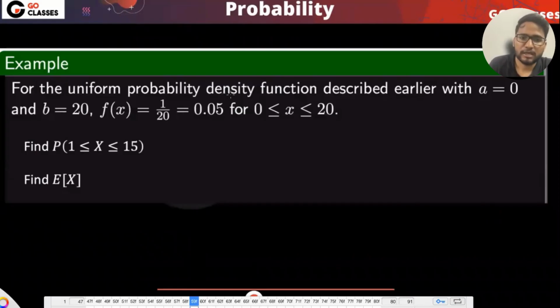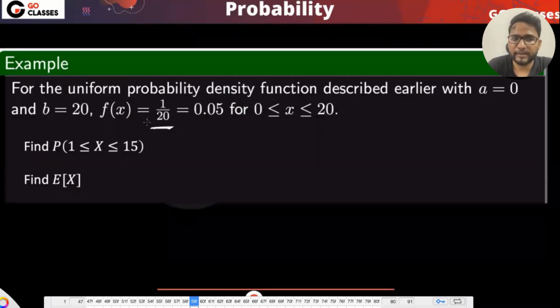Now they are saying that for the uniform probability density function described earlier, a equals 0 and b equals 10, f of x is this. They have just given it, but otherwise we could have calculated it, right? It is 1 upon b minus a. They are saying find this probability. Can you tell me quickly what it is? Tell me very quickly: 15 minus 1, which is 14 by 20, right? 14 by 20. And what is this expectation?